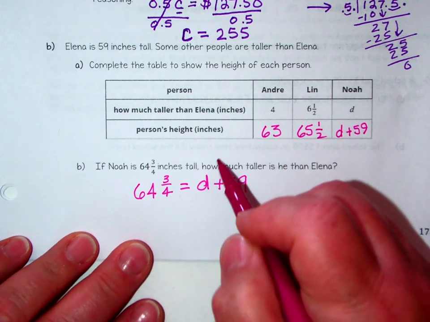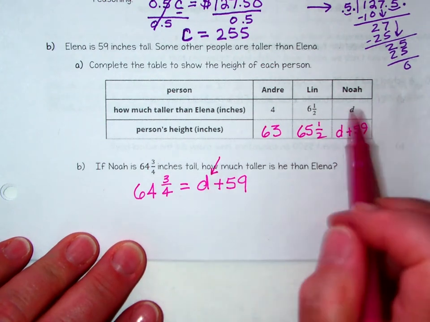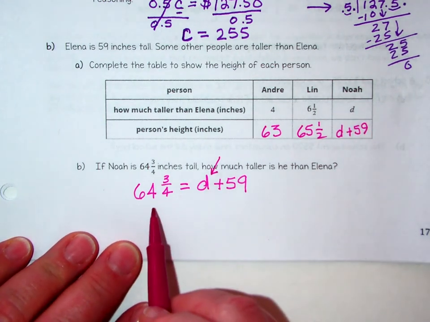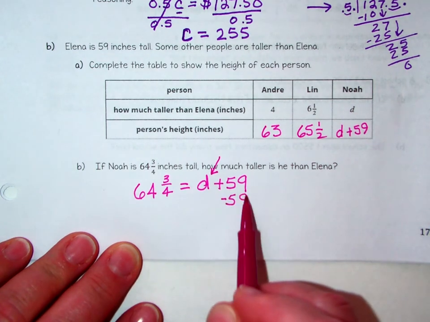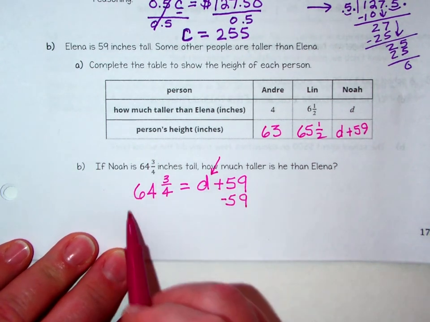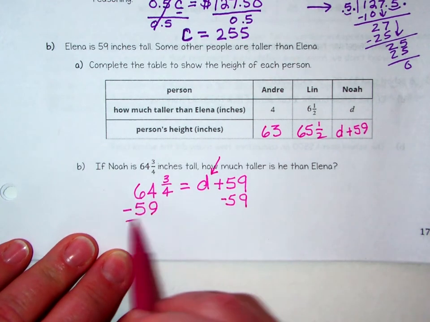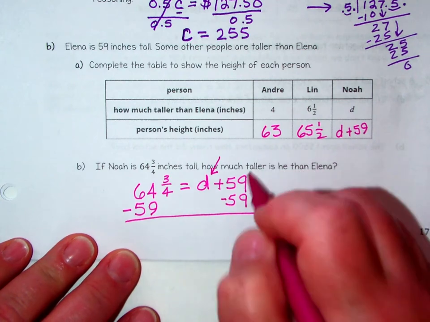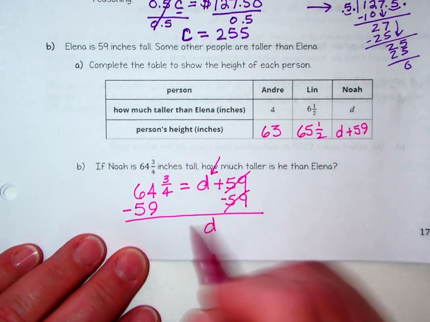So to solve this, I need to get D. I want to know how much 1D is, because that's the difference in their height, by itself. So I need to subtract 59 from the right side of the equation. But again, to keep my equation true and balanced, I need to subtract 59 from the left side as well. So on the right side, 59 minus 59 is 0, so that just leaves 1D.